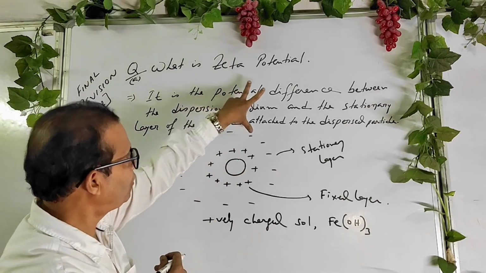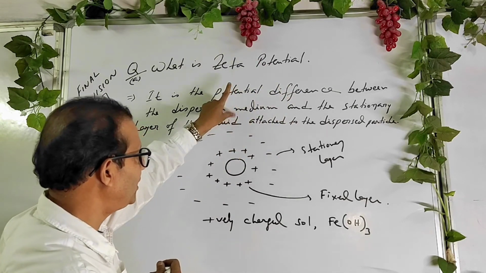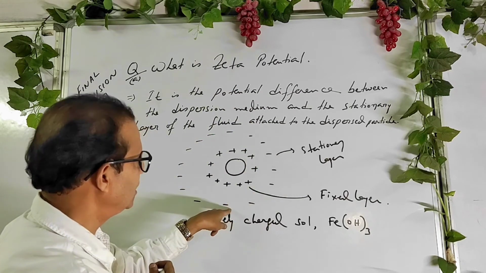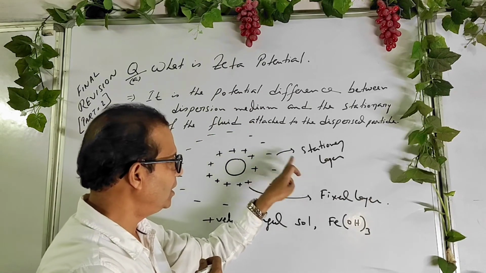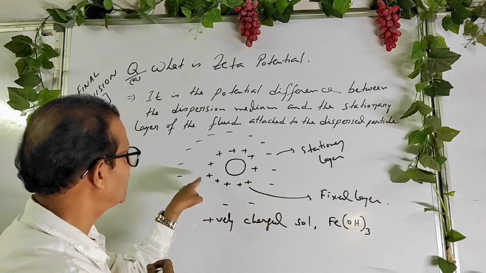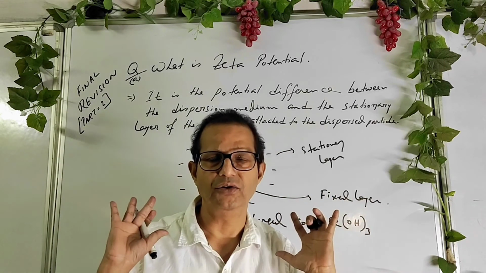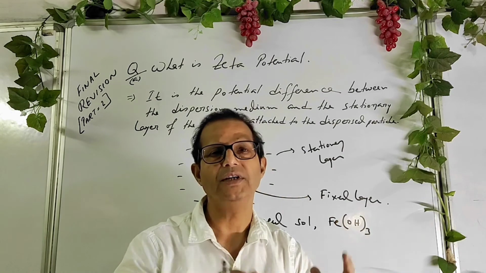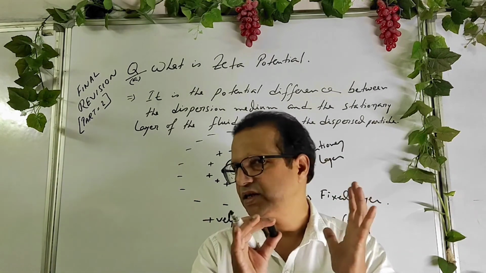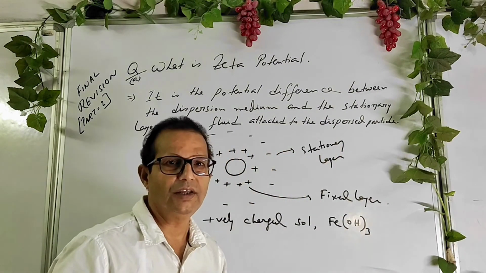So if you can remember it, then write it, important. But if you can't remember it, directly write: it is a potential difference between the stationary layer and the fixed layer in a colloidal solution. That's right, okay? So I think you understand it.